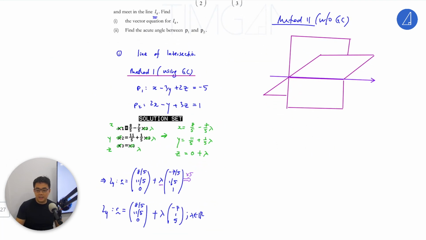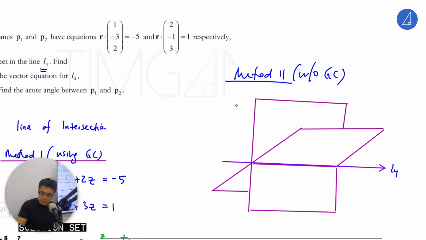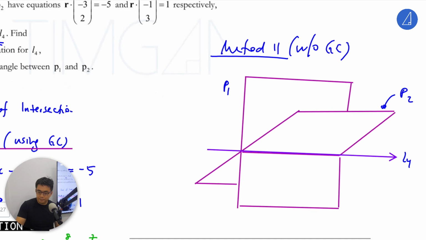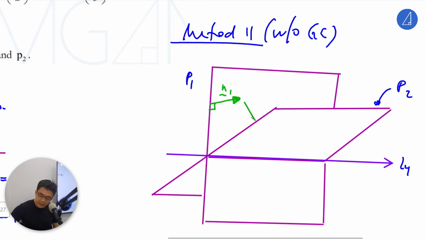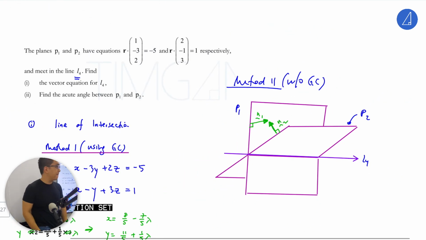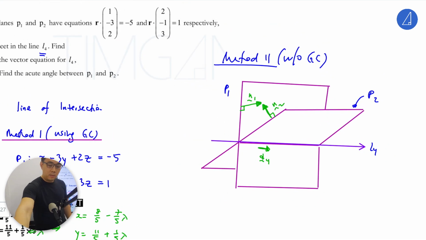Now what I want you to understand is this. If this is L4, and this is P1, this one you need to know, and this is P2. Then the direction of L4 is here. This is normal 1, the other one here is normal 2. Then what is the direction of L4? Correct, cross normal 1 and normal 2. So you have to visualize it like that.